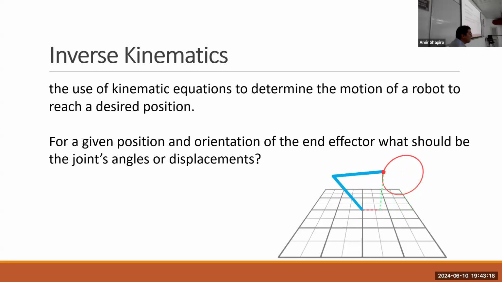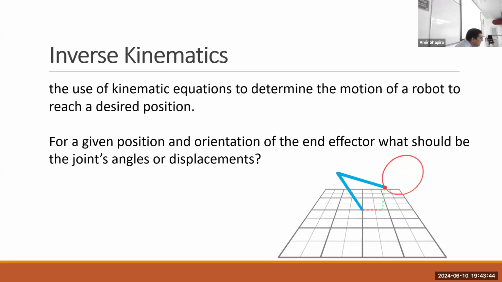The inverse kinematics is the opposite problem. Now we know where we want the end effector to be, the end of the robot, and we ask what should be the angles of the joints.